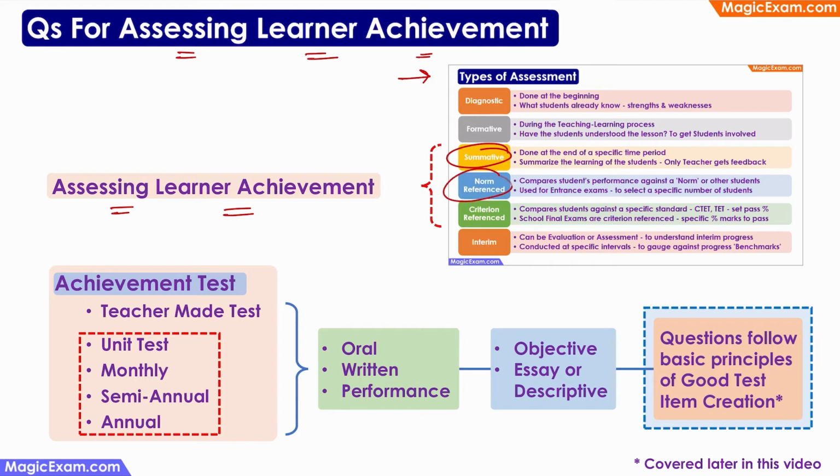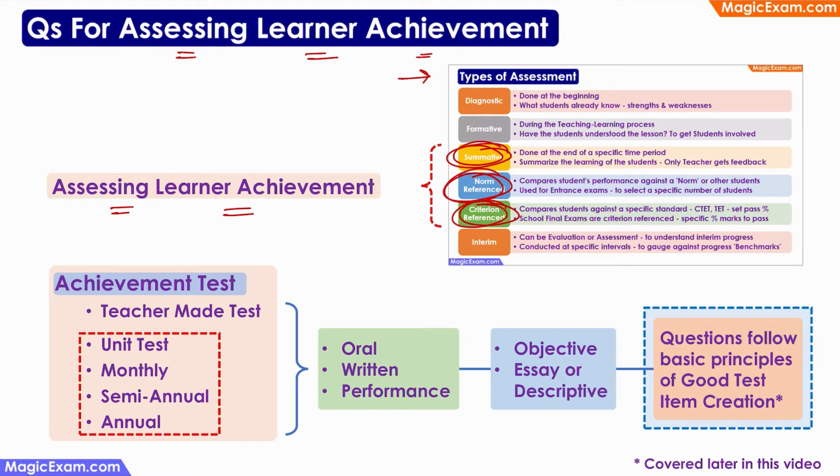And these can be norm referenced, where you are comparing different students against each other or against a specific norm, such as what happens in the entrance exams like IIT JEE. Or we can use criterion referenced, where you are evaluating all the children's performance against a specific criteria or a specific pass percentage, like what happens in CTET, where all the students who meet the 60% cutoff marks are declared pass. So there is no ranking or comparison of students. All the students are being compared against a specific criteria. So this way you can use summative assessments, which are norm referenced or criterion referenced, for assessing learner achievement.